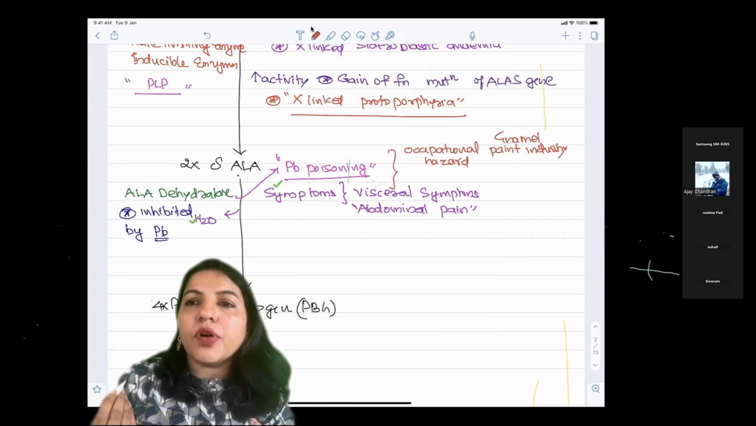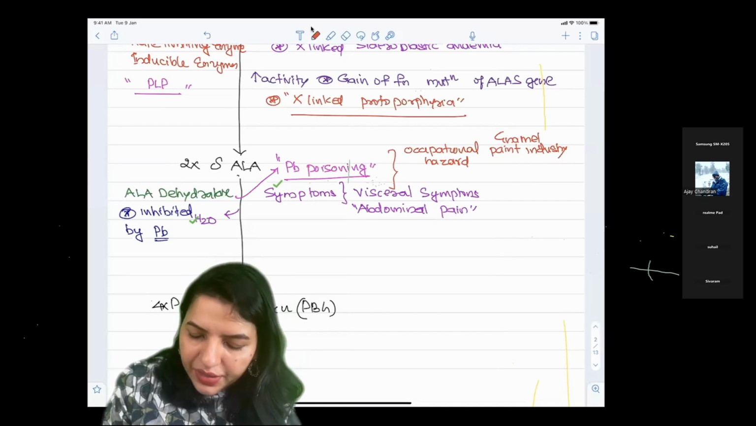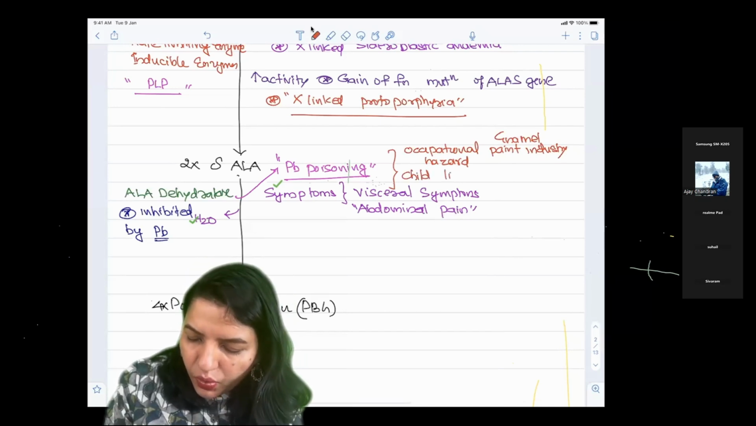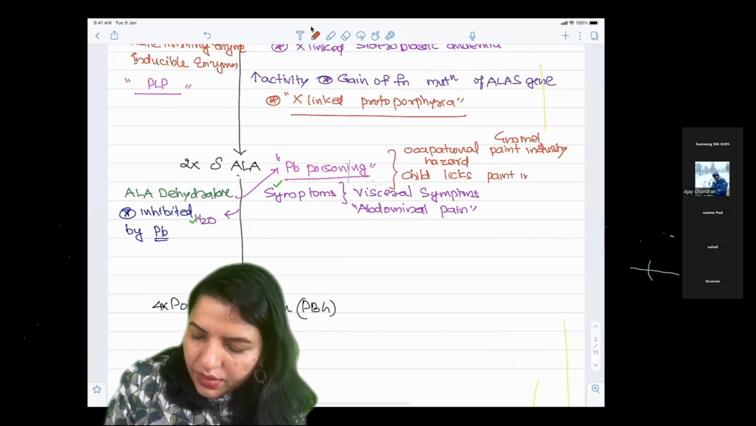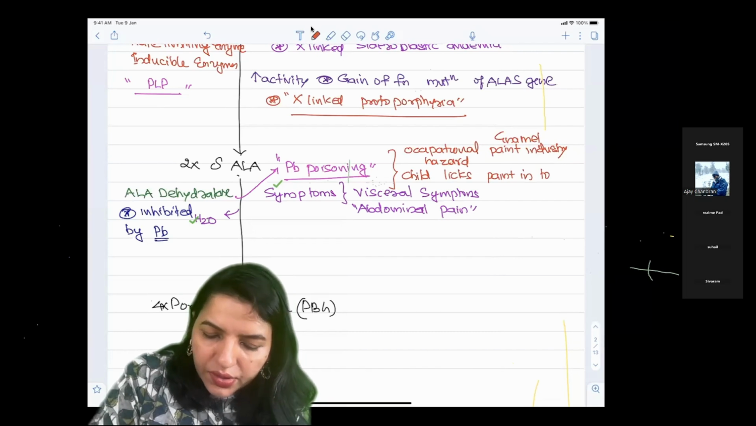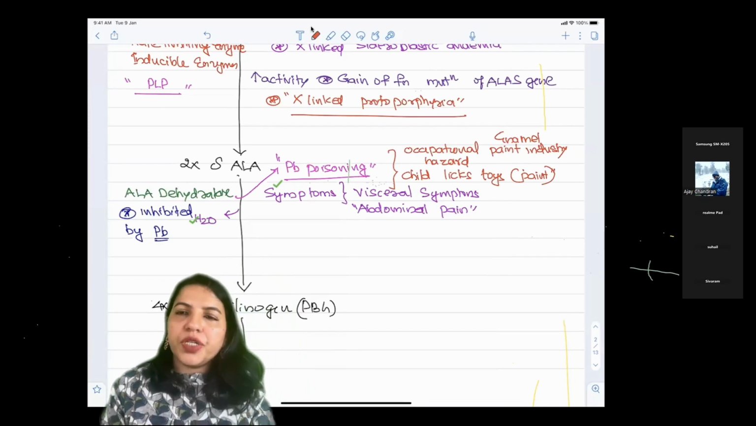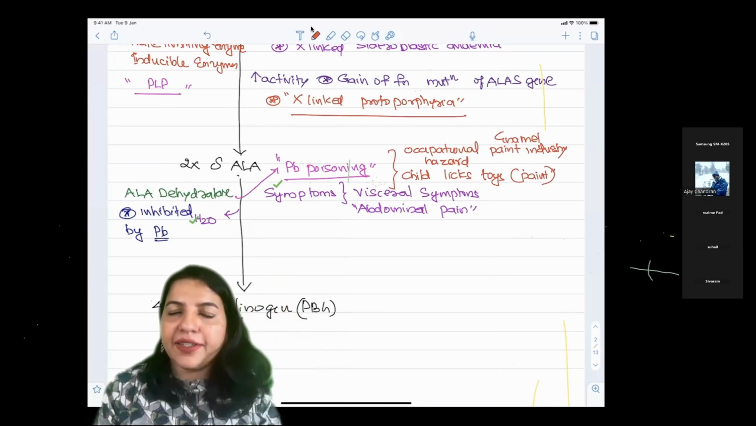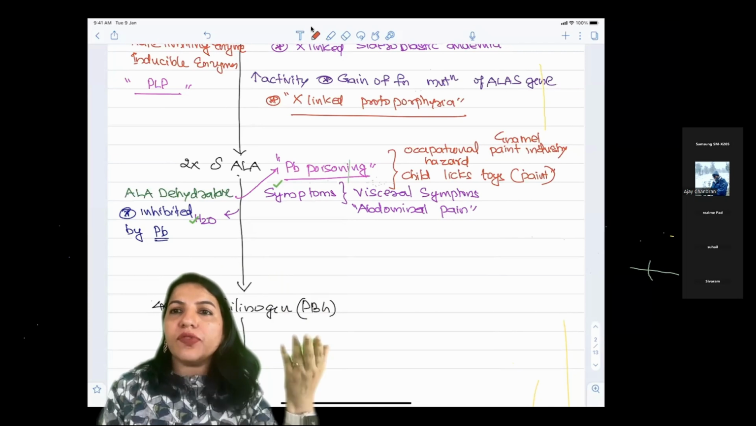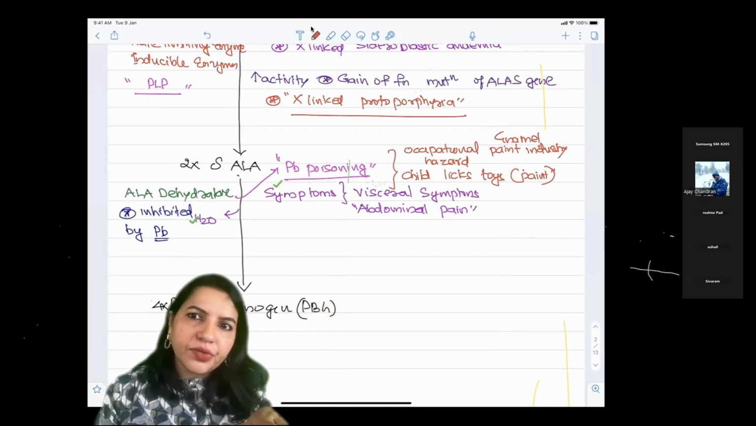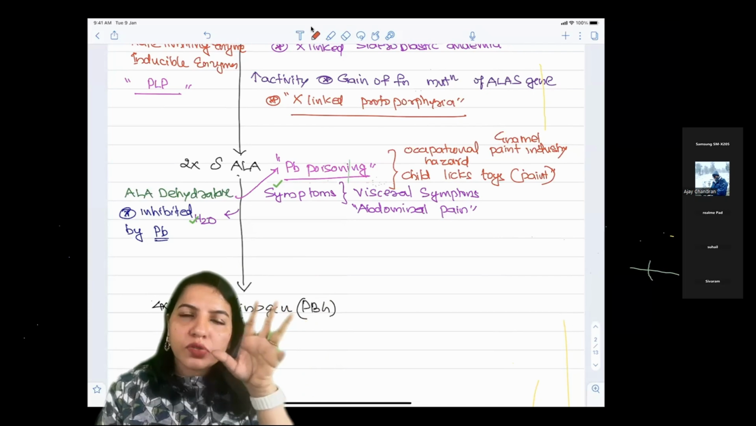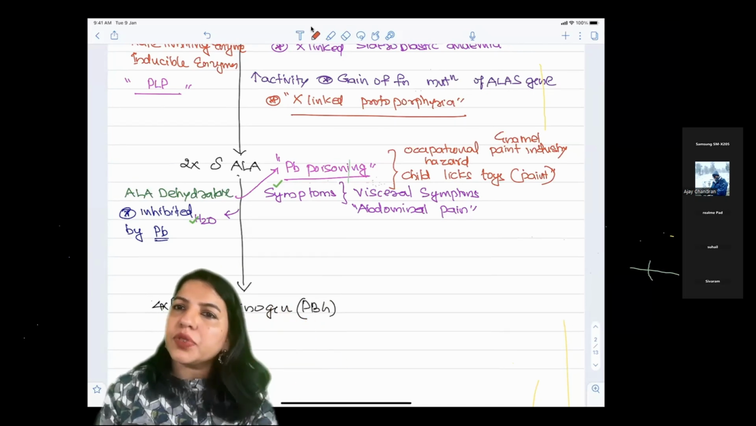And another very important history that you can get is a child who licks paint, licks toys. The toys have paint, which means the paint is having lead. Okay, so then also there are chances of lead poisoning. So these are some of the histories that you can get, previous year question based. So that is lead poisoning, and they usually present with abdominal pain.